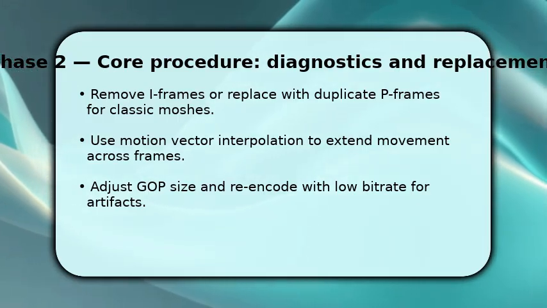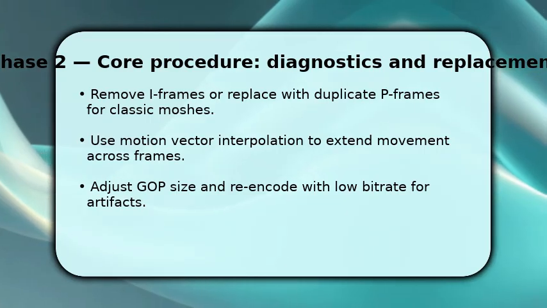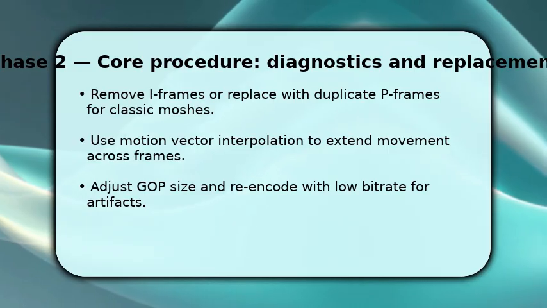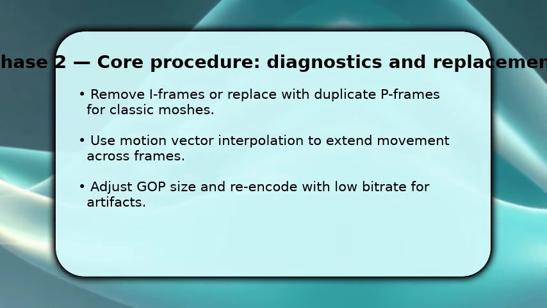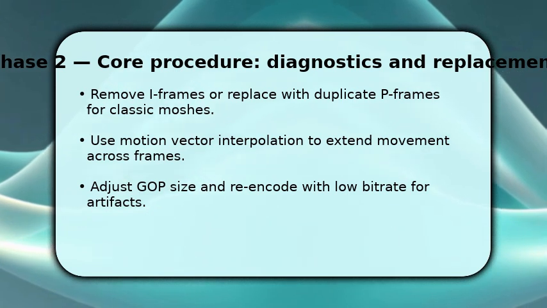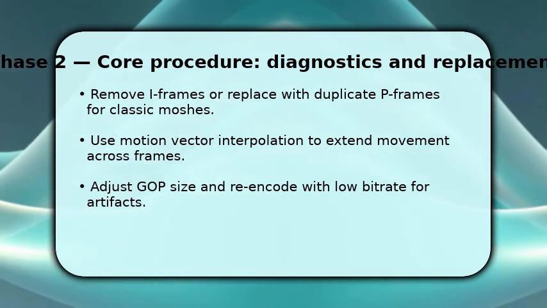Next, tweak GOP size and lower the bitrate when re-encoding. Smaller GOPs recreate jump cuts, and lower bitrate yields blockier artifacts. Make sure to preview at full speed, because real-time playback reveals artifacts you might otherwise miss.